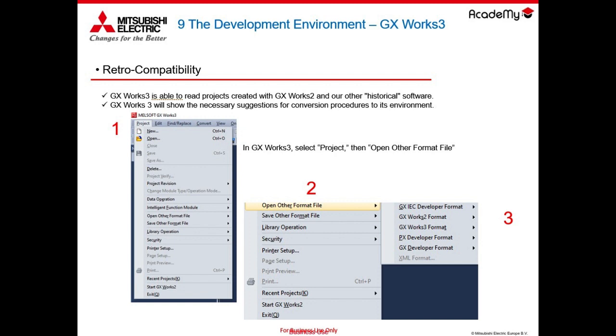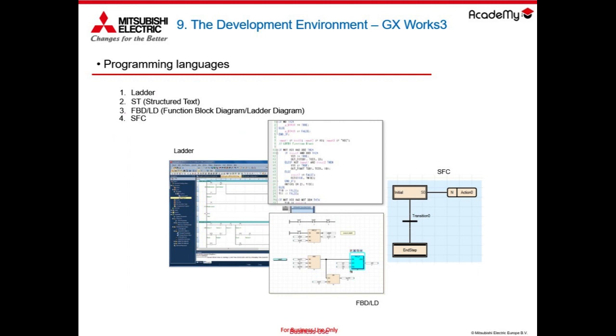Once the GXWorks 2 project is in the format, at this point it can be converted in the same way, so from GXWorks 2 to GXWorks 3. The programming languages attached and admitted by the environment are four: ladder, ST, FBD, and SFC.